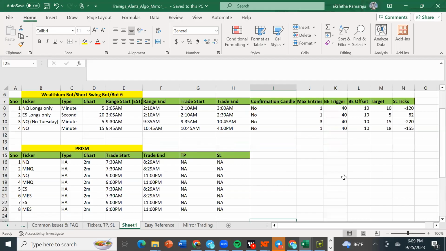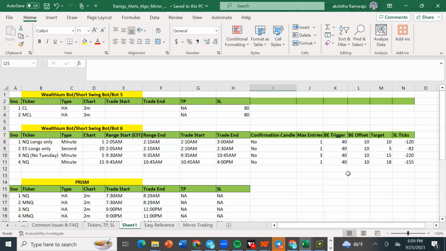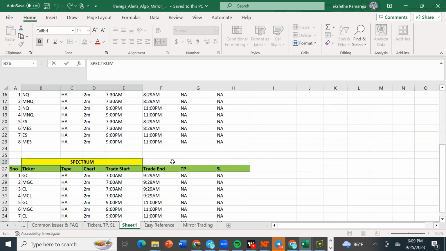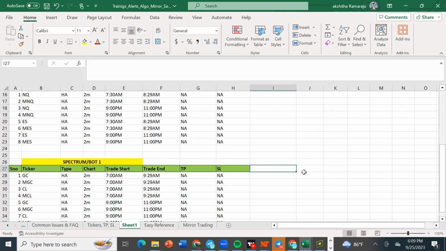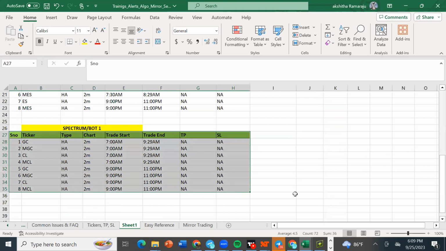I hope everyone can see the screen. So I'm trying to put it in a more simple format so everyone can easily follow them. I'm trying to make it such that you don't need to worry about changing the time frames, all those things. So it will be easy for you.